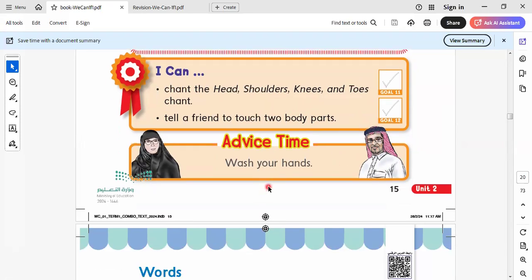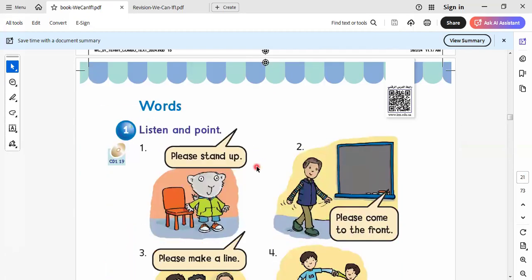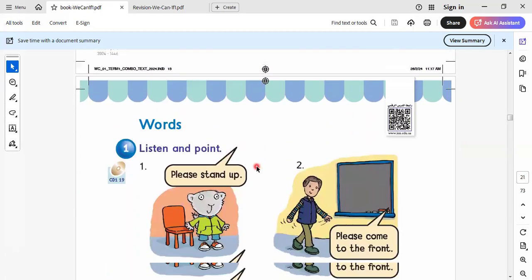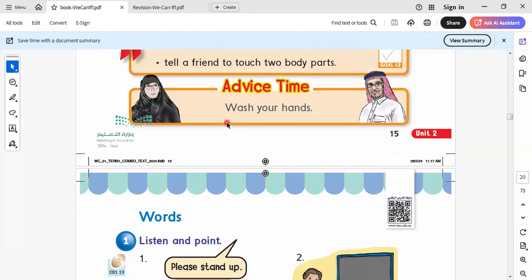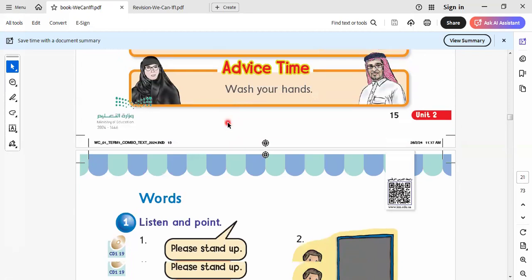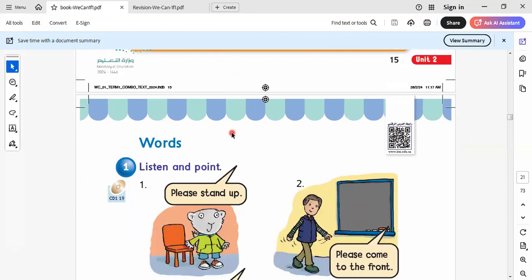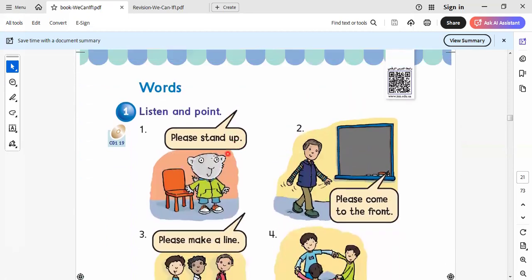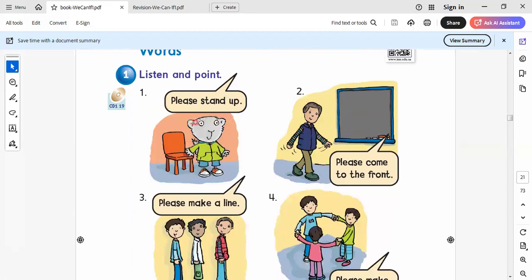Here is the value that we learn from this unit. It will be wash your hands. This is a kind of cleaning. It is important to do so because you want to wash your hands to protect us from diseases and not to be sick. Okay, let's go to another word here.